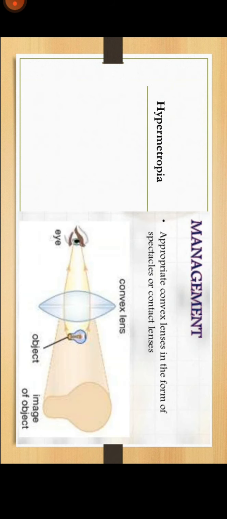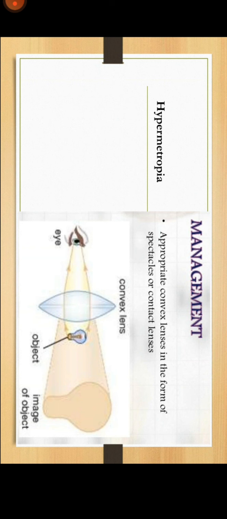Then in hypermetropia, the management is convex lenses. What happens in our eye? There is a convex lens. Here the light rays are focused beyond the retina. Here what happens? The power of the lens is not adequate. So we have to increase the power.